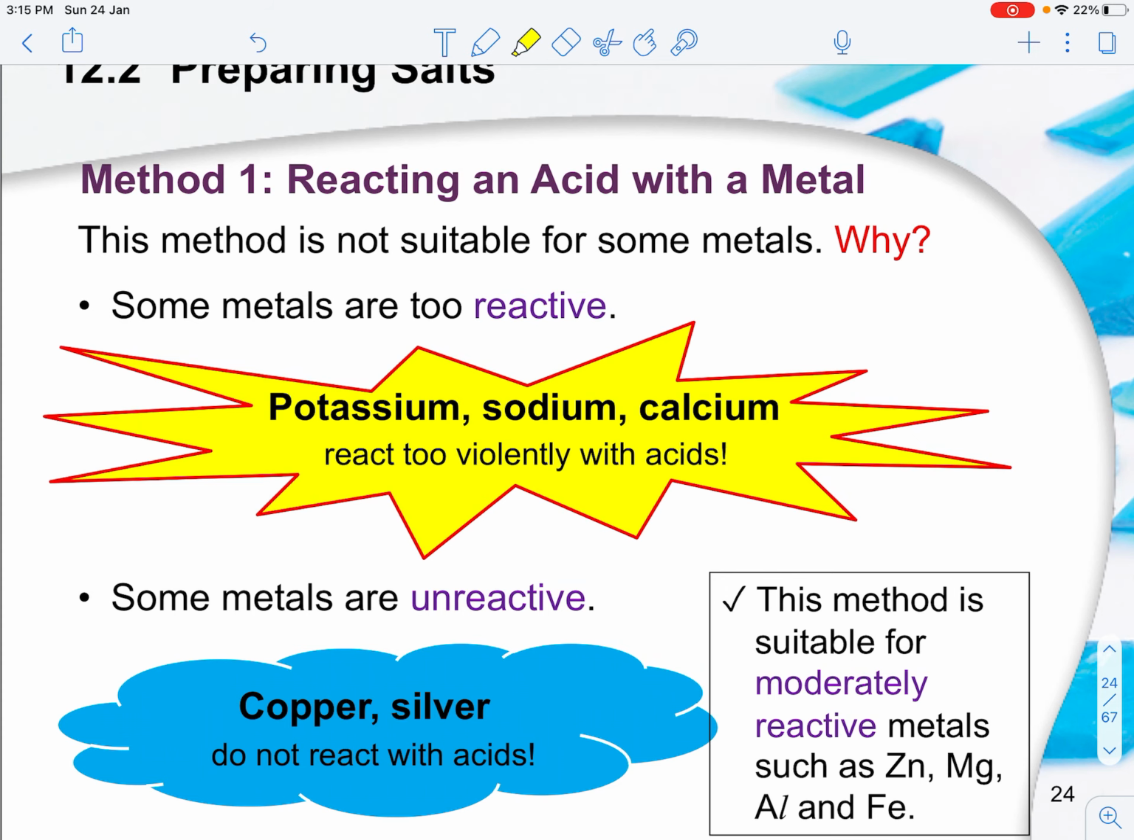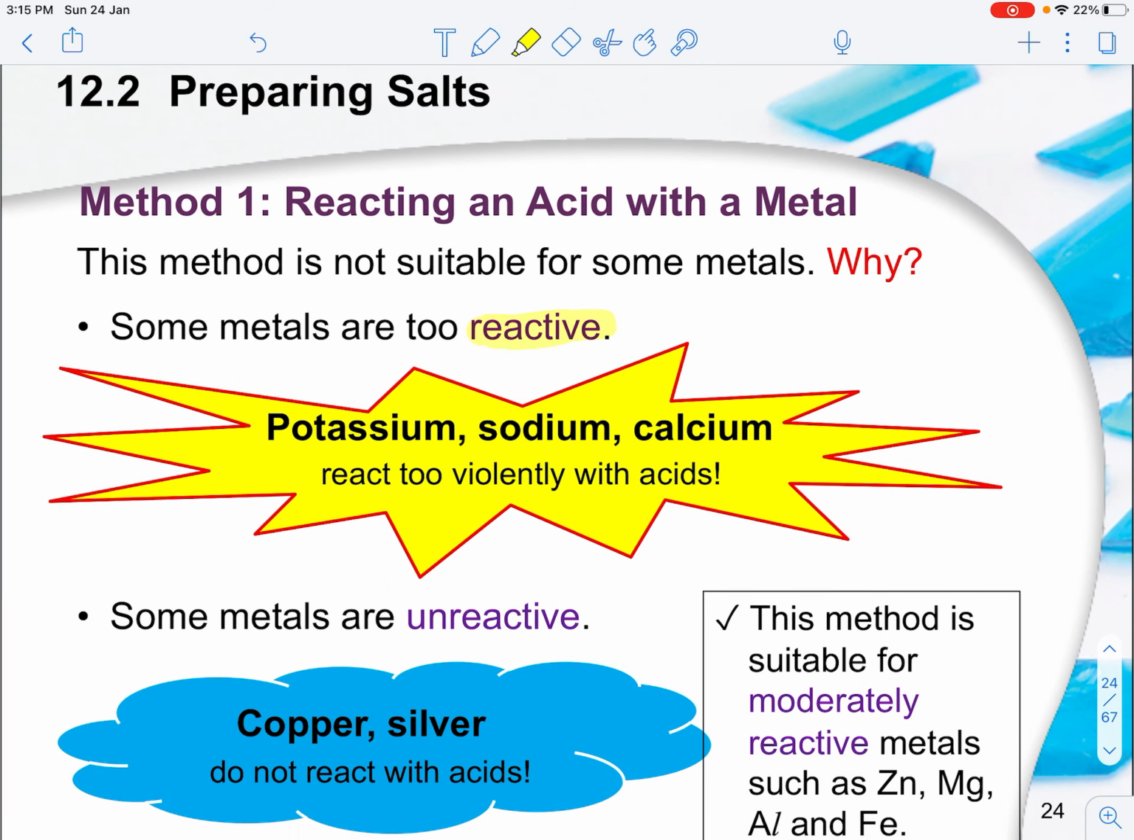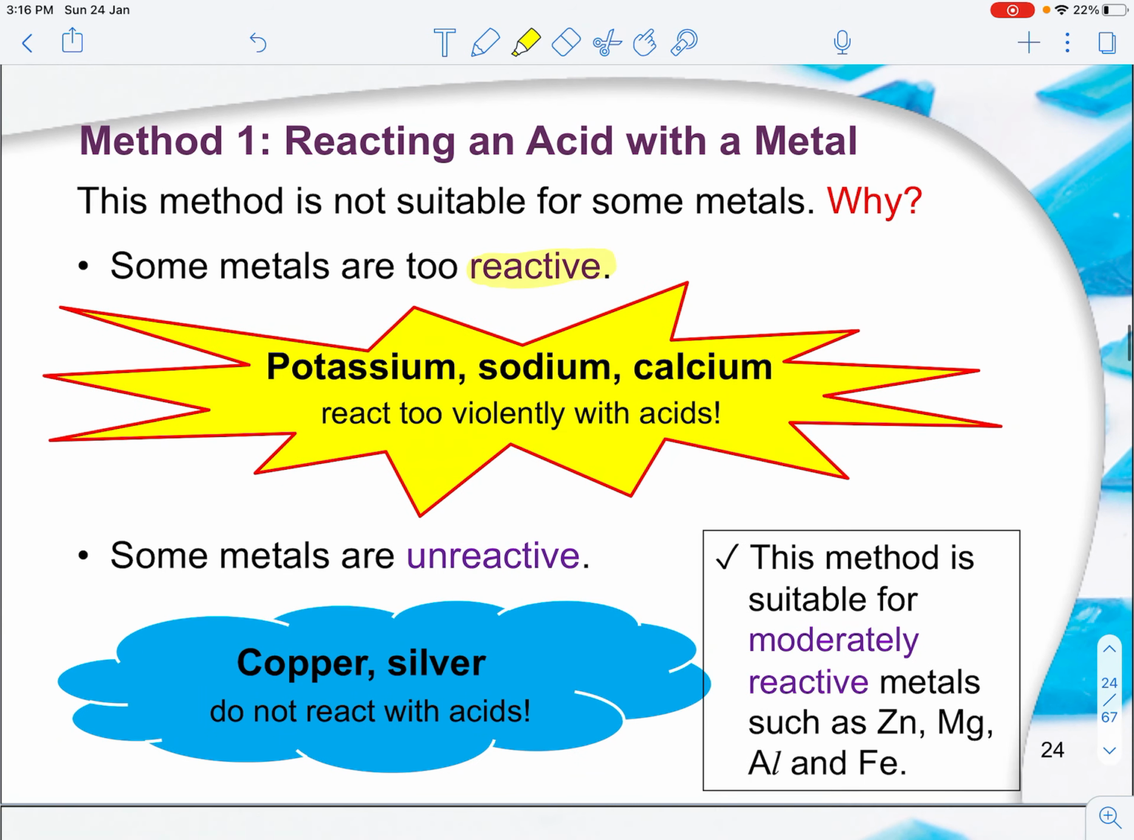Now again, a re-emphasis is this method is not suitable for some metals because these metals can be very explosive and very reactive. What are these? They are your potassium, your sodium, calcium. And if you remember in your periodic table chapter or reactivity series, they tend to react very vigorously with the water. So for all these salts, you will want to use other forms of method rather than the metal plus acid. You can use a carbonate with the acid, or a base form of this with the acid.